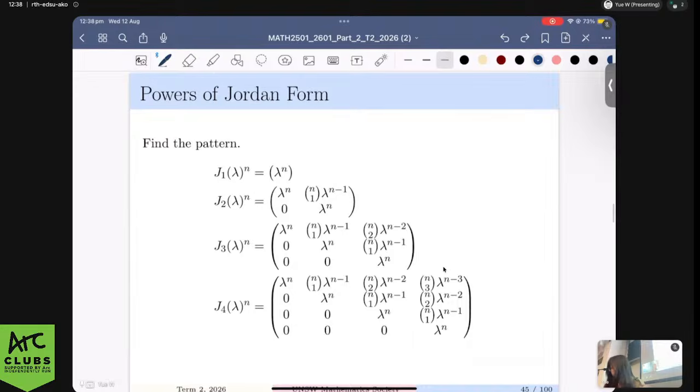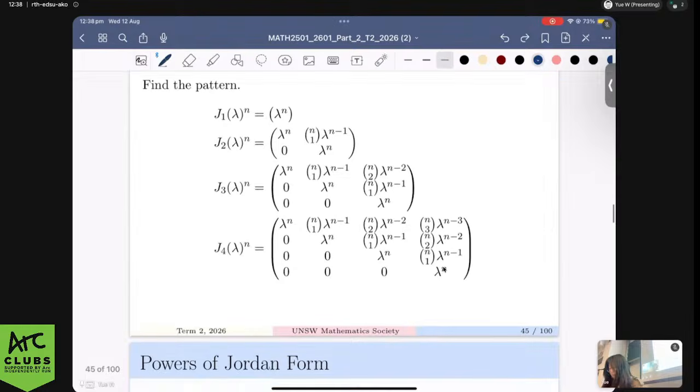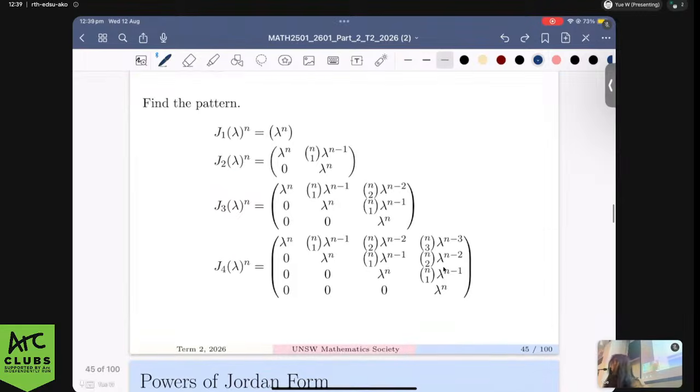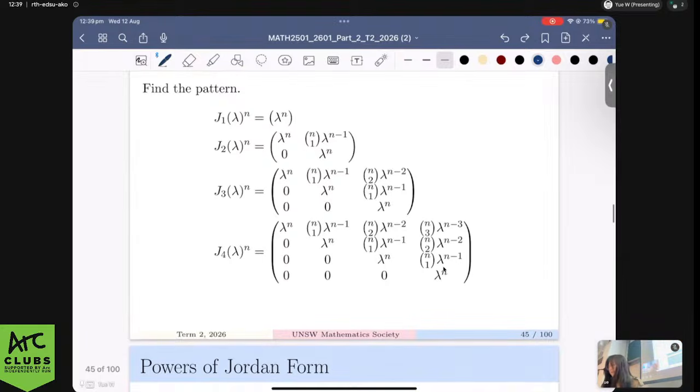Okay, now moving on to the powers of Jordan form. Jordan forms are very nice because you can apply powers to them, and they work out as binomial expansions. For example, if you apply this to the n, you just get lambda to the n, and if you apply this to the n, you get lambda to the n plus n choose 1, lambda to the n minus 1, and you get lambda n here. And this works for any case. So you can apply this to really any, for example, m by n matrix.